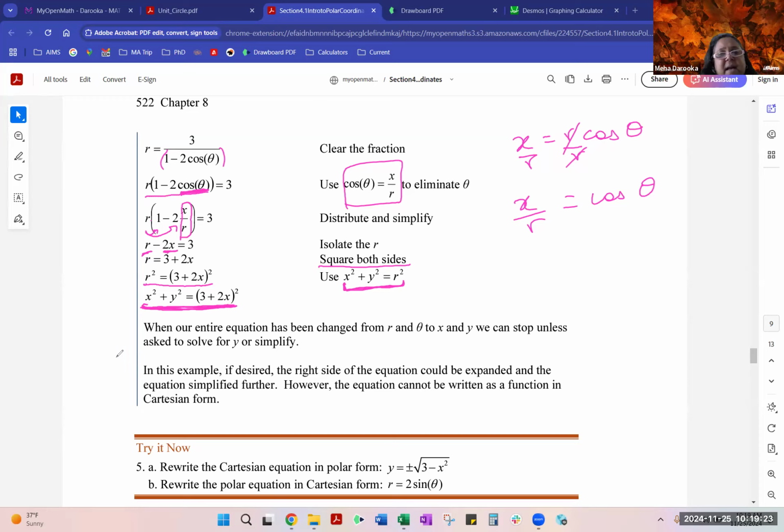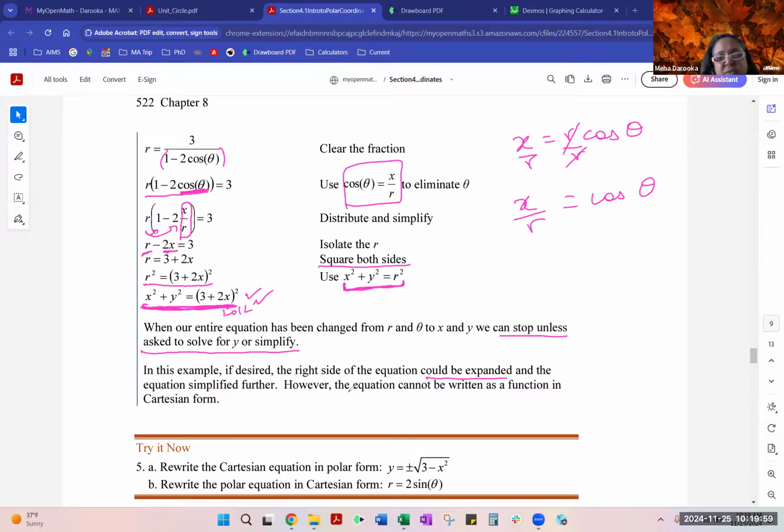So they're basically saying when the entire equation has been changed from r and theta to x and y, we can stop unless we are asked to solve for y, or we are asked to simplify the equation further. So that's why you can see we stopped right here at this stage. They are saying if desired, the right side of the equation could be expanded. So, of course, this is where we would end up doing FOIL if we were going to expand it. And we could combine our x variables together and, like I said, simplify it if we needed to.